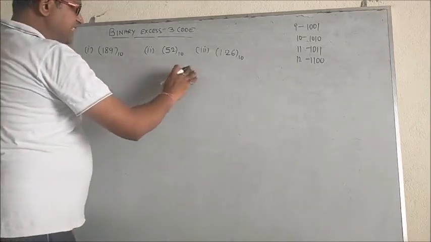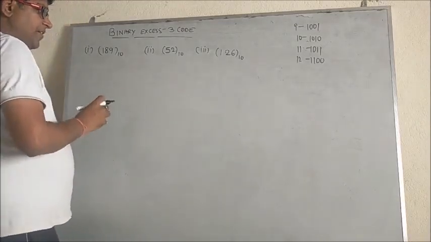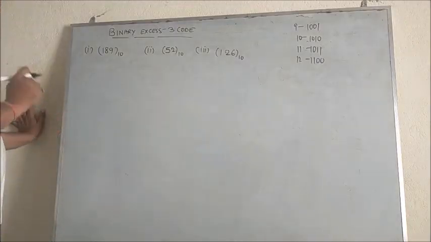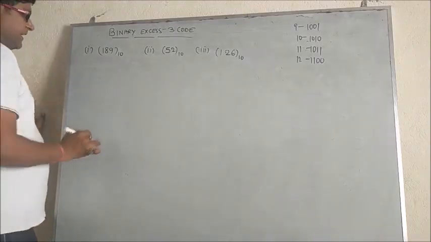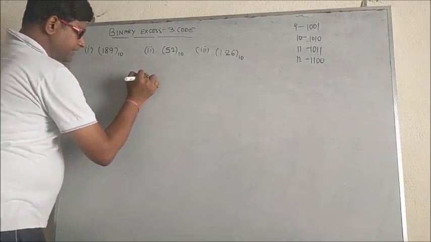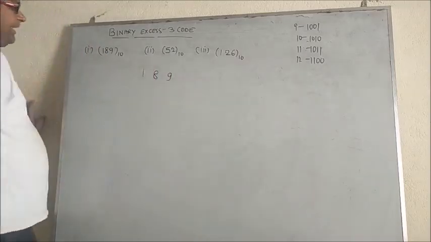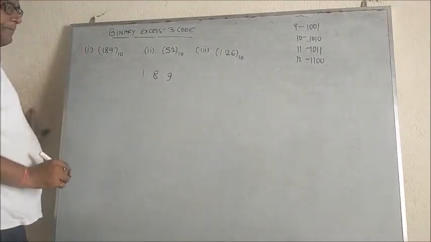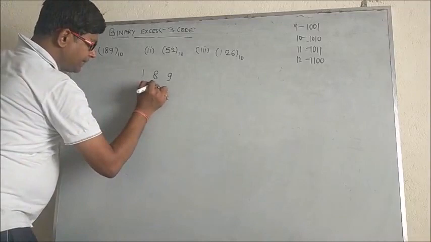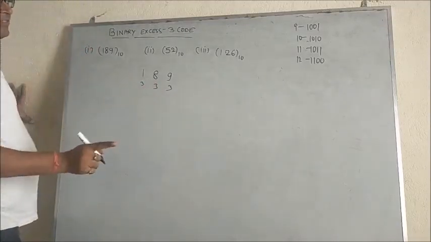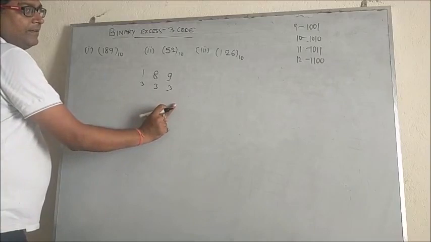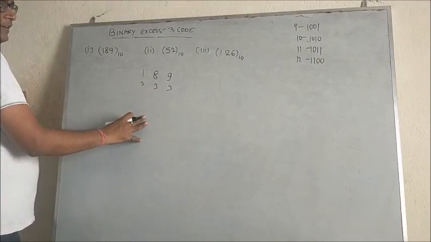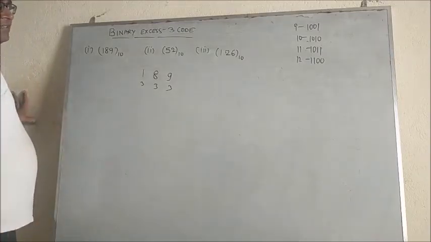Whatever the number given in the question, we have to take the number individually and add each bit with 3. Suppose 189 is there. Please rewrite 189 separately, and add 3 individually to each and every bit. That is plus 3, plus 3, plus 3. Please take note that it is not 333. I am just individually adding each bit with 3, not adding 333.